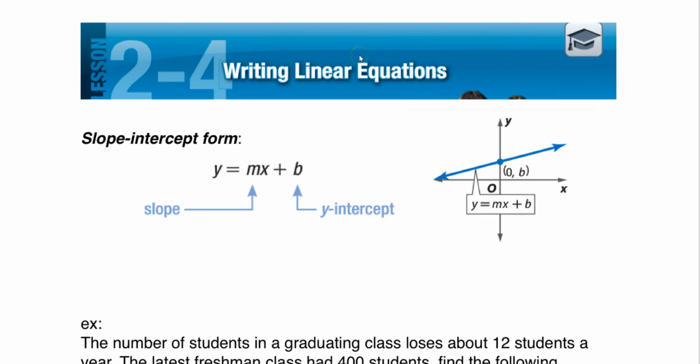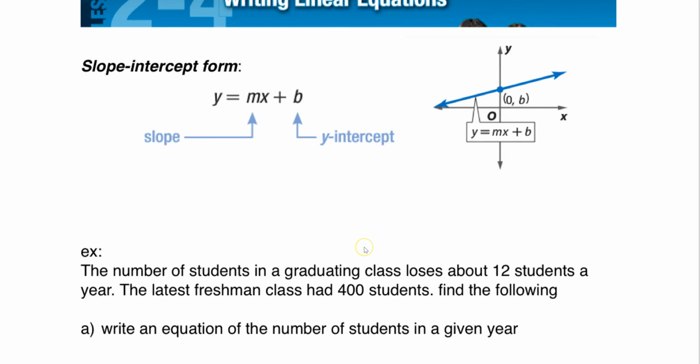2-4 writing linear equations. So this lesson is all about how to write linear equations using different forms. So first, let's talk about slope-intercept form again. We talked about it briefly last lesson. Now let's go deeper into it. So as I mentioned, you solve for y. The coefficient next to your x is your slope, and then the constant is the y-intercept. Now they also mean other things.